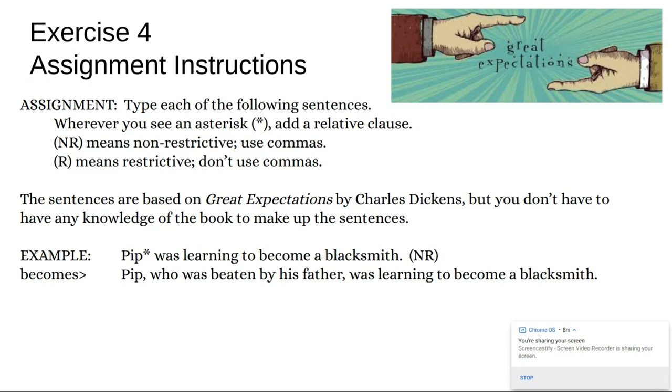Okay, so all you're going to do is you're going to add that relative clause where that asterisk is. If it's non-restrictive, you're going to use commas. If it's restrictive, you're not going to use commas. Pay attention to the type of noun that you have. Is it a person? Is it a thing? And that's going to help you decide which of those relative pronouns you're going to use. Okay? Good luck.